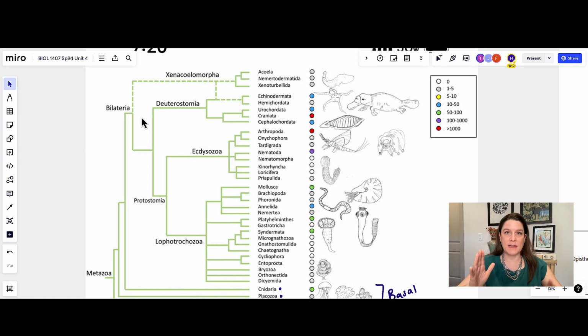With the bilateral symmetry, of course, we have head, tail, anterior, posterior, left, right, and then dorsal or back and belly or ventral side, which we talked about at the beginning of the unit.